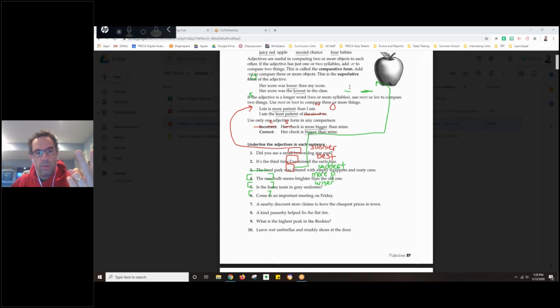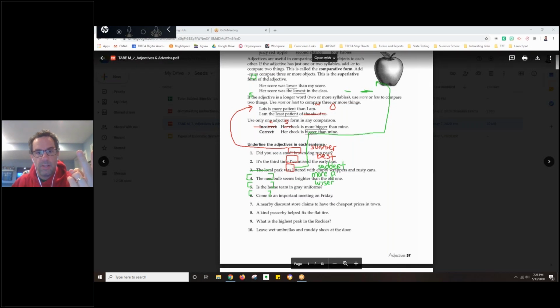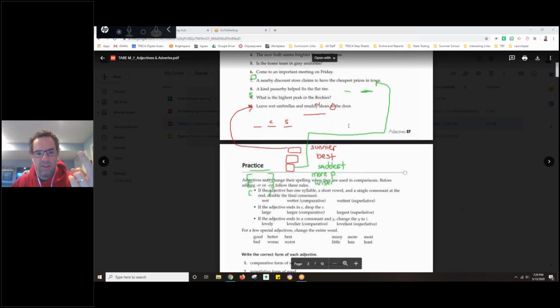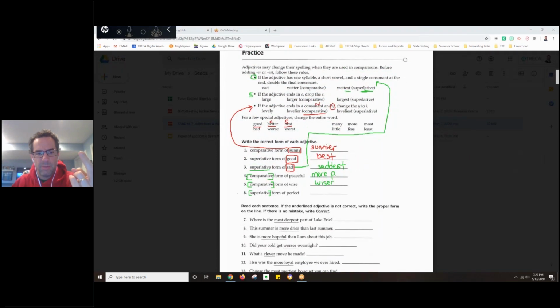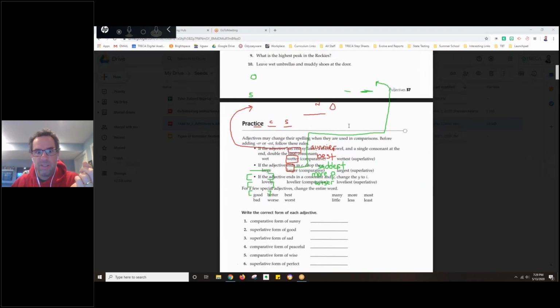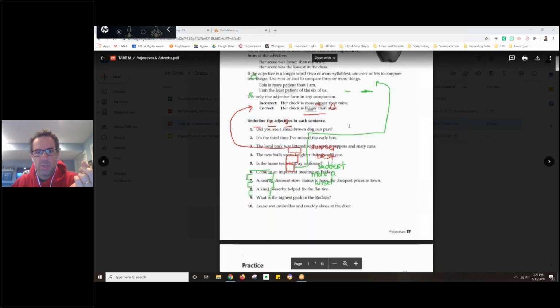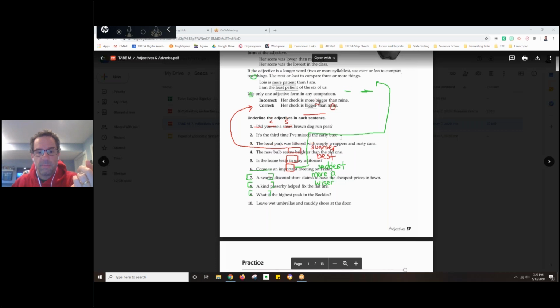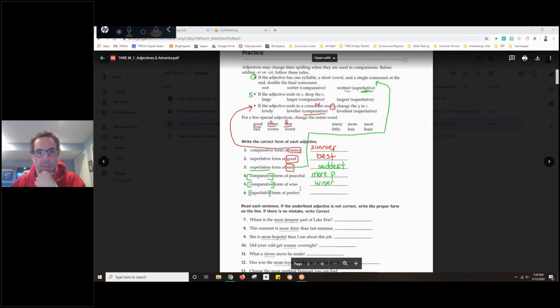We are going to do the superlative form, which is EST. Wait, hold on. I think I'm doing this wrong. Superlative form of perfect. What is the rule that applies to this one? It's not going to be perfecter or perfectest, right? Those don't sound right. So it would be more or less, or most or least. So superlative form would be most, because you're comparing. Superlative is telling us that we're comparing more than three things.